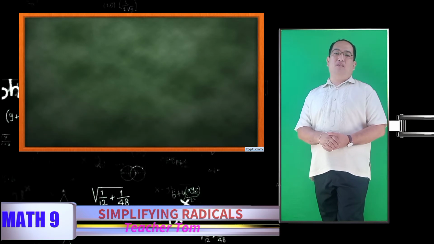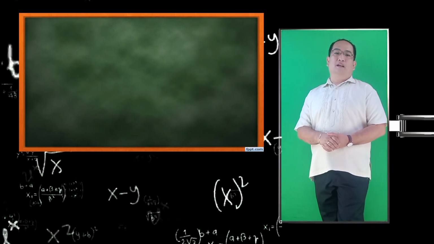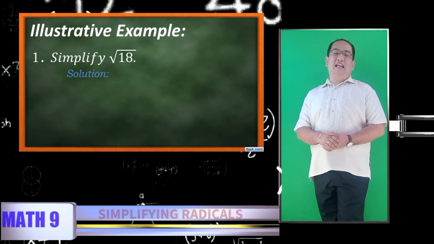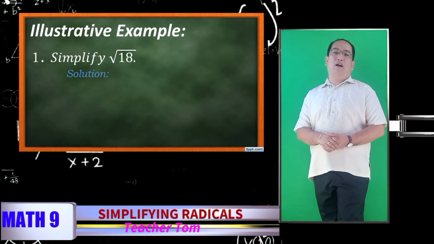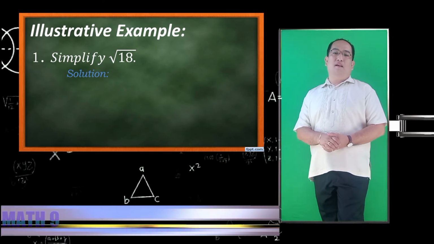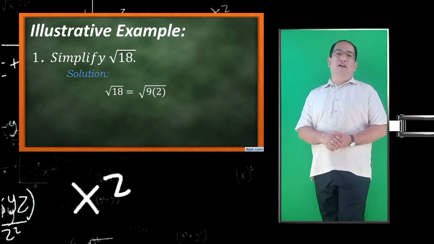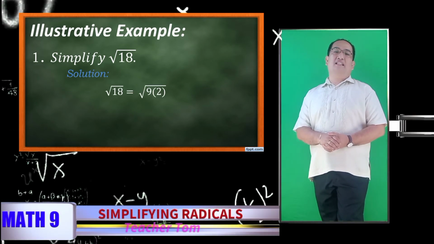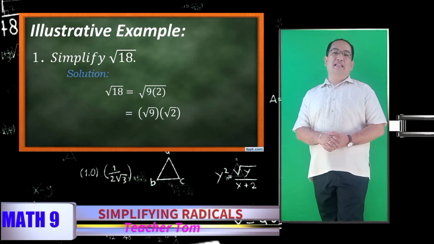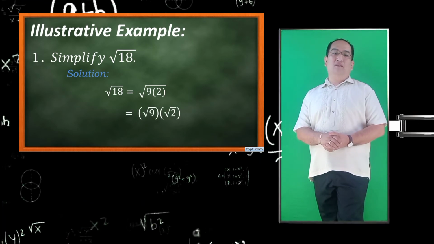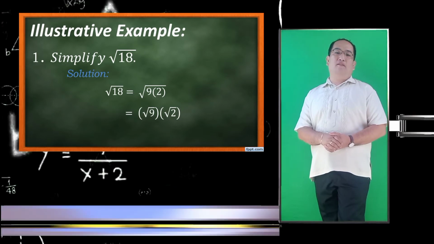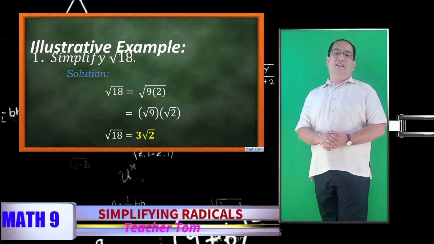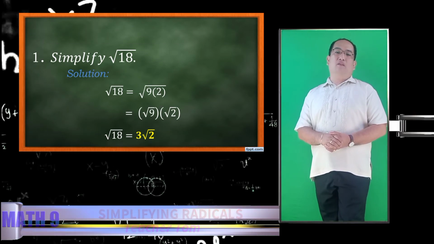Let us study the examples. Simplify square root of 18. Notice that 18 is not a perfect square, so we have to factor it out. Based on our solution, square root of 18 is equal to the square root of the factors 9 and 2. Then we can break it down: square root of 9 multiplied by square root of 2. Square root of 9 is equal to 3. Therefore, square root of 18 is equal to 3 square root of 2.